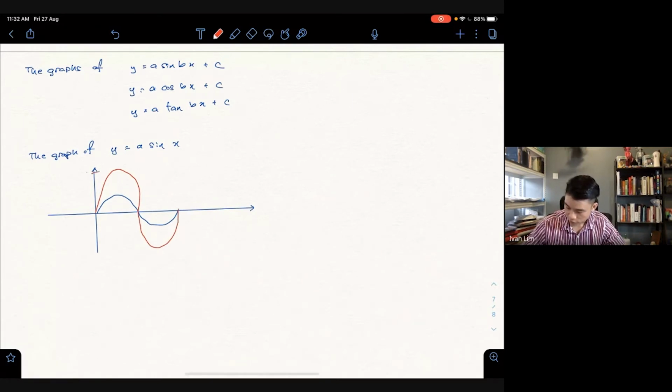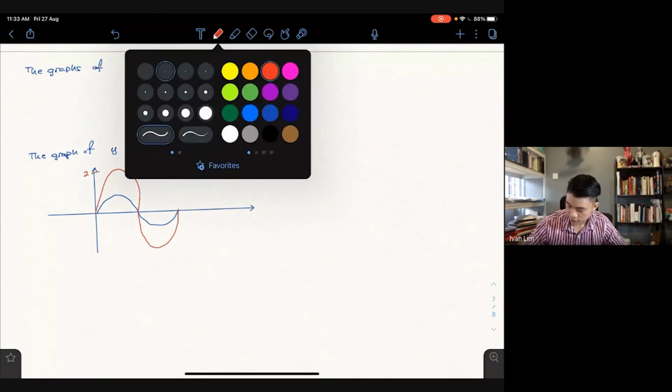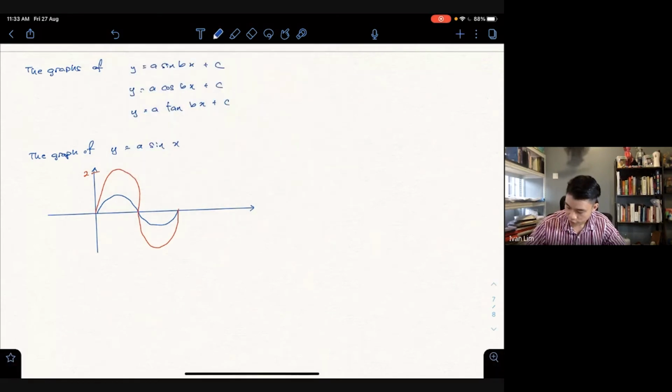I draw until quite ugly lah. But you'll see, if we do a y equals 2 sine x graph, your blue one is y equals sine x, and your red one is y equals 2 sine x.